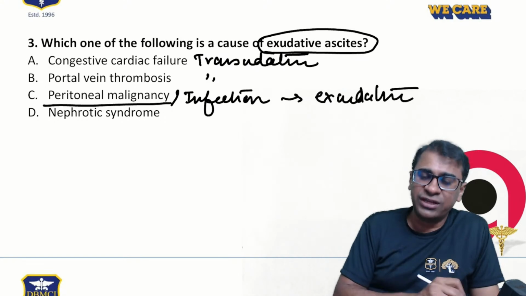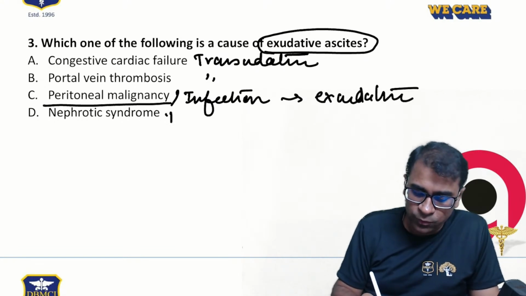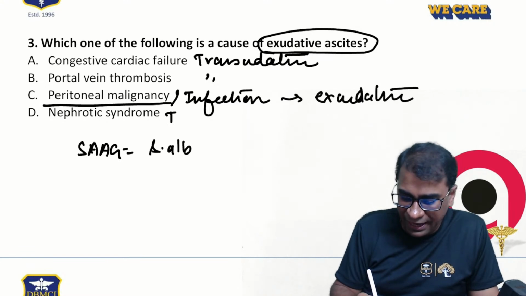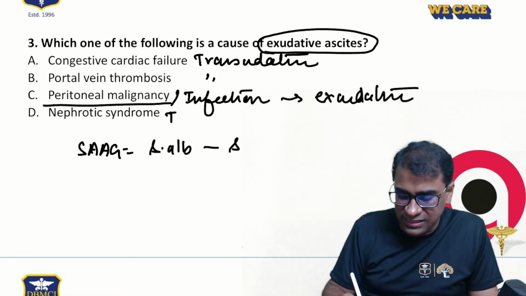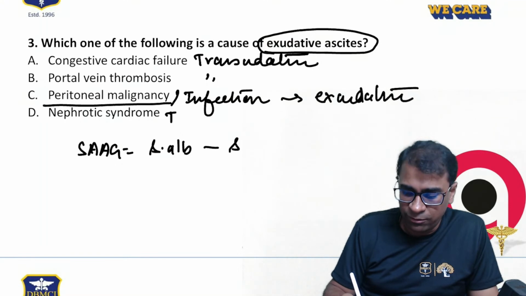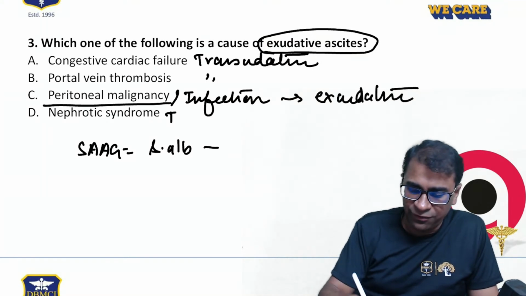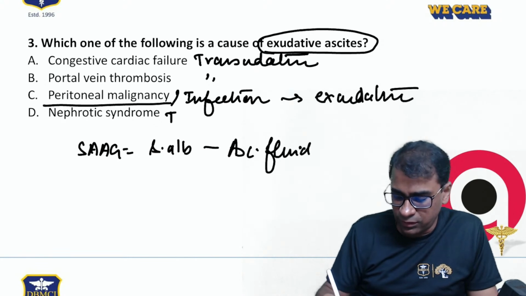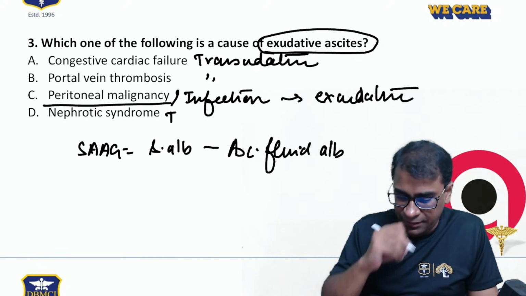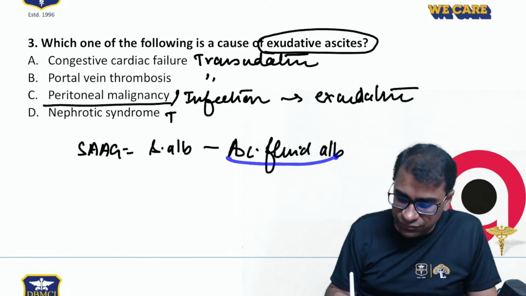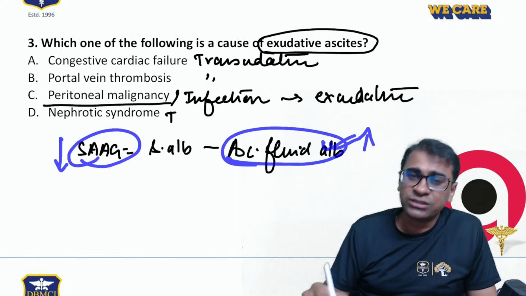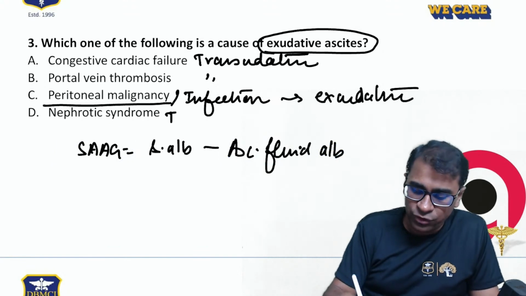And how to differentiate these two? You differentiate these two by SAG. What is SAG? It is serum albumin minus ascitic fluid albumin gradient. So how to remember this? If the ascitic albumin amount is more, your SAG is less, and this amount is more in exudative causes.